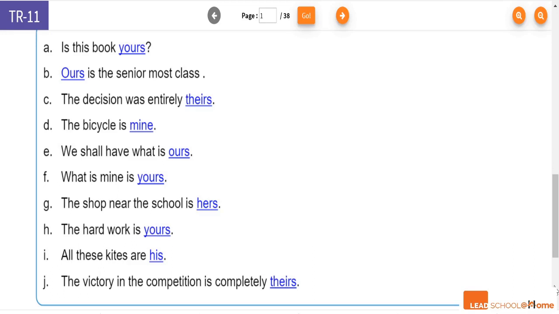All these kites are his. His, correct. The possessive pronoun is his. The victory in the competition is completely theirs. Absolutely correct. The possessive pronoun in the sentence is theirs. See, you have got what is meant by possessive pronouns and how to identify it. Right? Excellent.